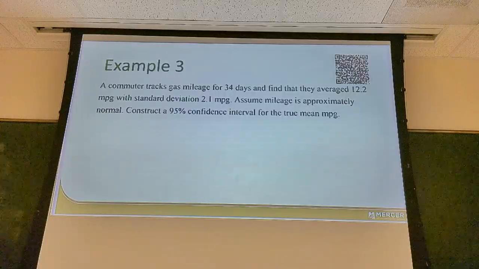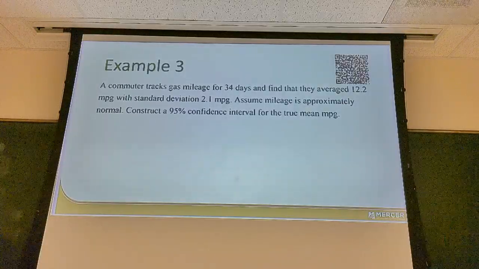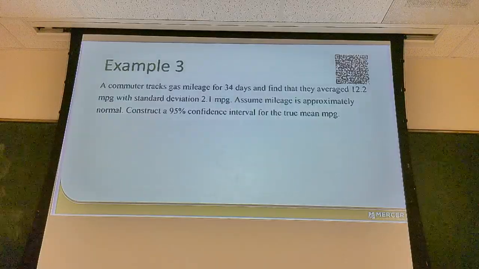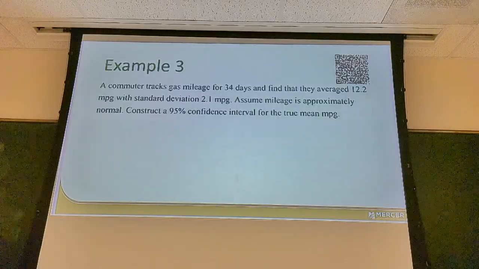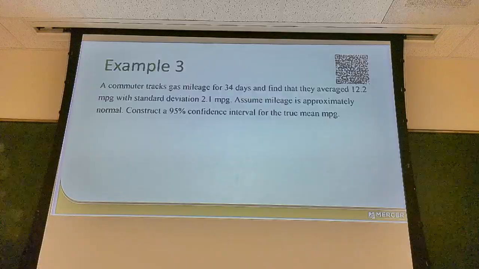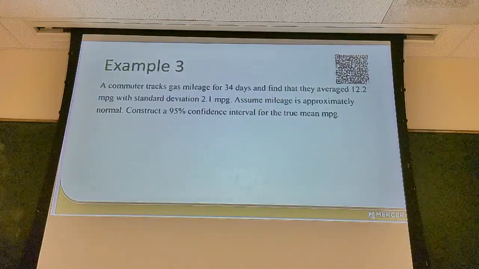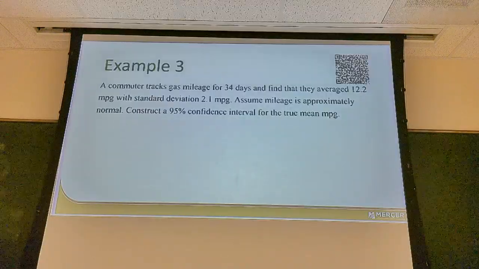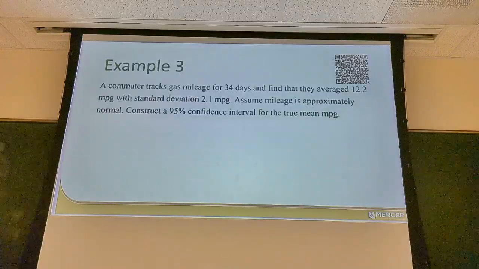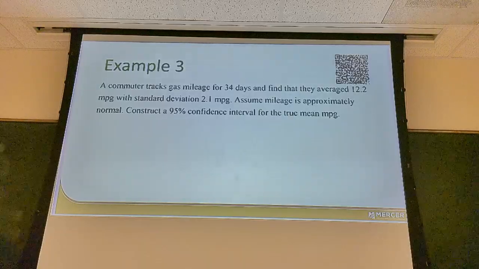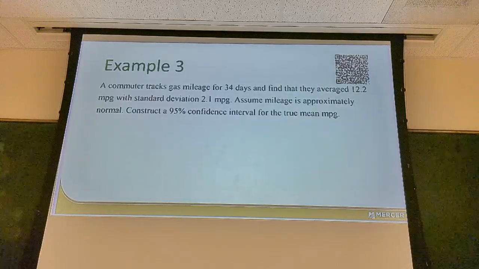A commuter tracks gas mileage for 34 days and finds that they average 12.2 miles per gallon with a standard deviation of 2.1 miles per gallon. Construct a 95% confidence interval for the true mean miles per gallon. In this case, it doesn't matter whether mileage is approximately normal or not, because our sample size is large enough.